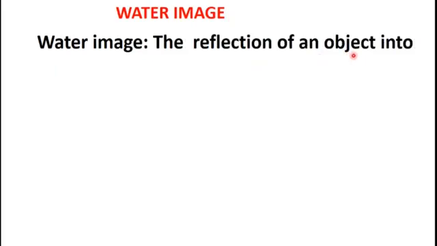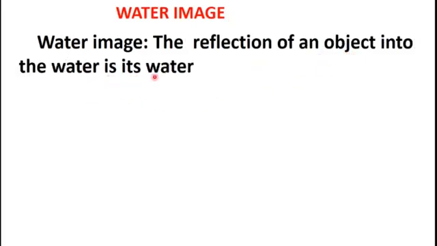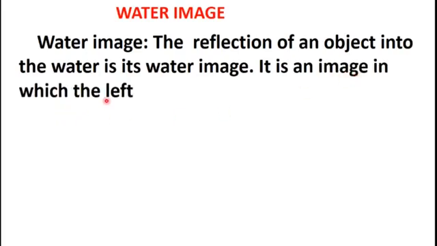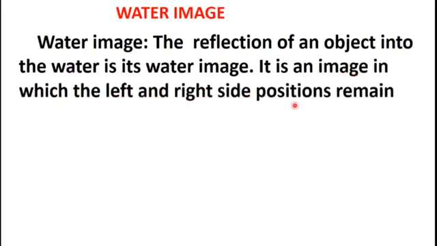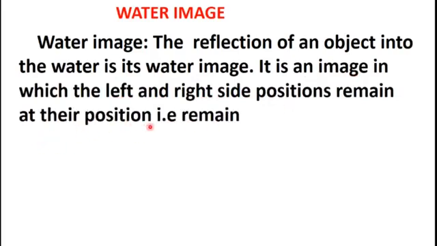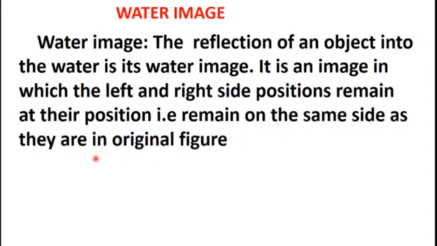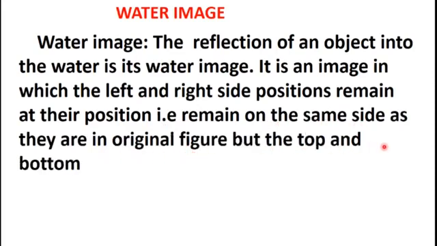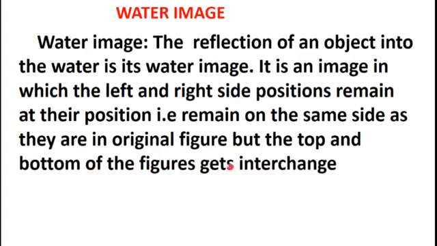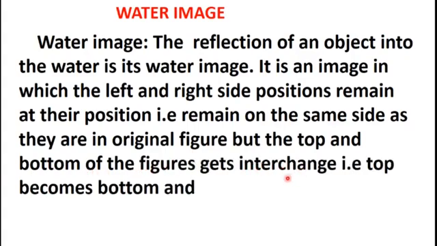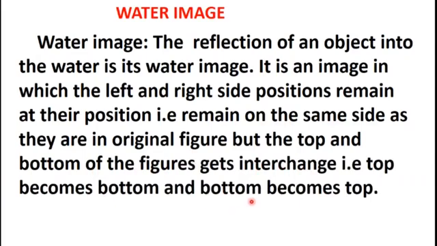What is water image? So here you can see the reflection of an object into the water is its water image. It is an image in which the left and right side positions remain at their position. For example, remain on the same side as they are in original figure, but the top and the bottom of the figures gets interchanged. For example, top becomes bottom and bottom becomes top. So what do you mean by it beta?